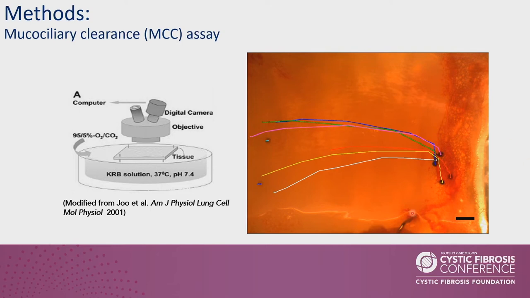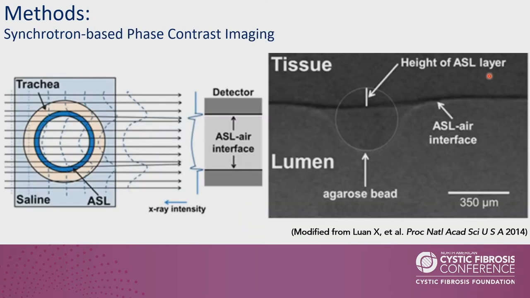As you can see here, because we cut a piece of the trachea, there's an edge effect in our preparation. The mucus clears to the edge of our preparation, and those discs always moved from the lower trachea to the upper trachea toward the larynx. So we set a threshold of measurement to define a successful clearance. Also, we measure how fast those particles move.